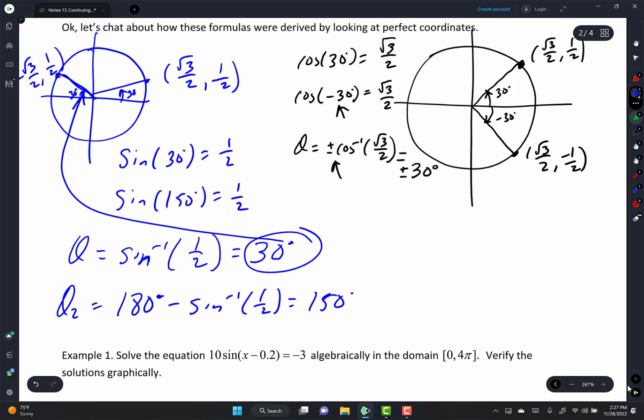All right, and then last but not least, arctan. I don't think we have to worry too much about arctan, guys. So watch, we'll do this one really quick.